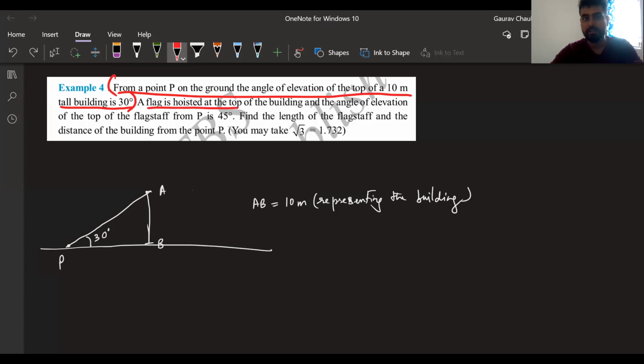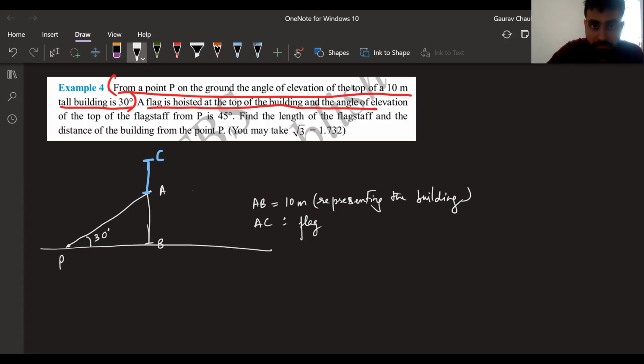A flag is hoisted at the top of the building. So if a flag is hoisted, it goes up from the building. Let me mark it with blue here. So this part is a flag. There's a flag here. Let's call this C. So AC represents the flag.